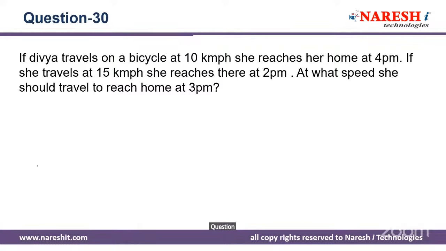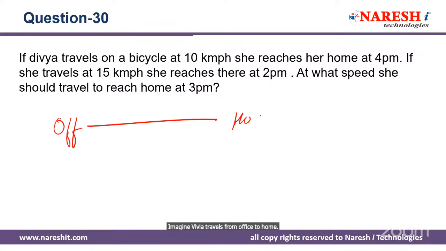Question number 30. Divya travels on a bicycle at 10 km per hour. Imagine Divya travels from office to home at a speed of 10 km per hour. She reaches her home at 4 p.m. We don't know starting time.